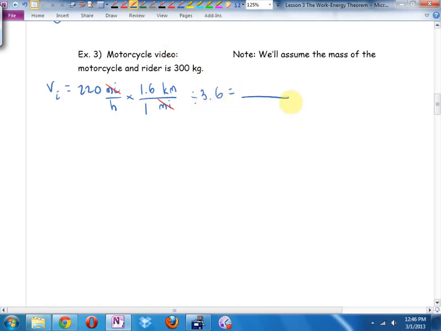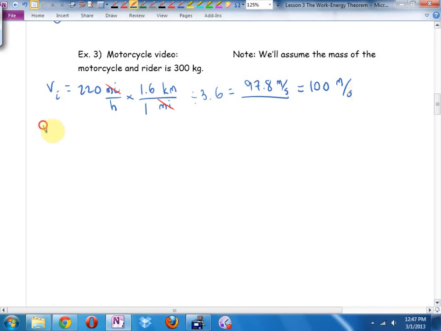Okay, can you crunch the numbers? 220 times 1.6 divided by 3.6. What is our V initial? 97.8 meters per second. Is that really, really accurate, or are we doing rough measurements? Rough. Then you know what? Let's pick a nice number. About 100 meters per second. He is doing about a football field every second, which is, I mean, your reaction time, stuff.